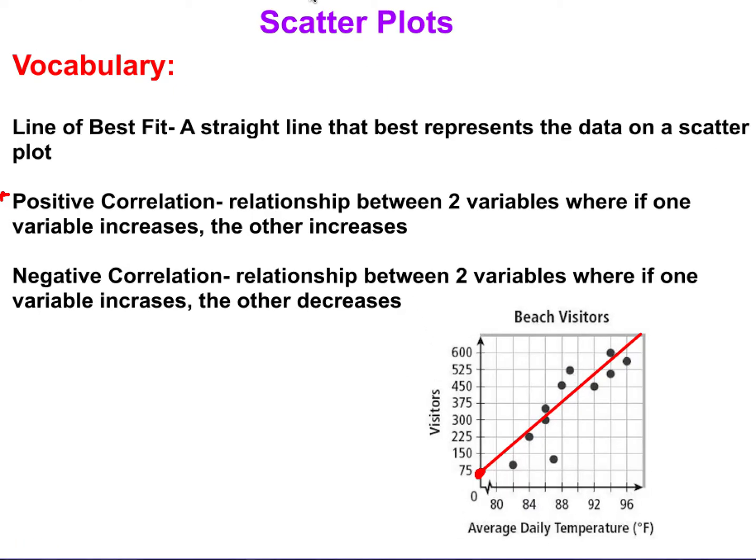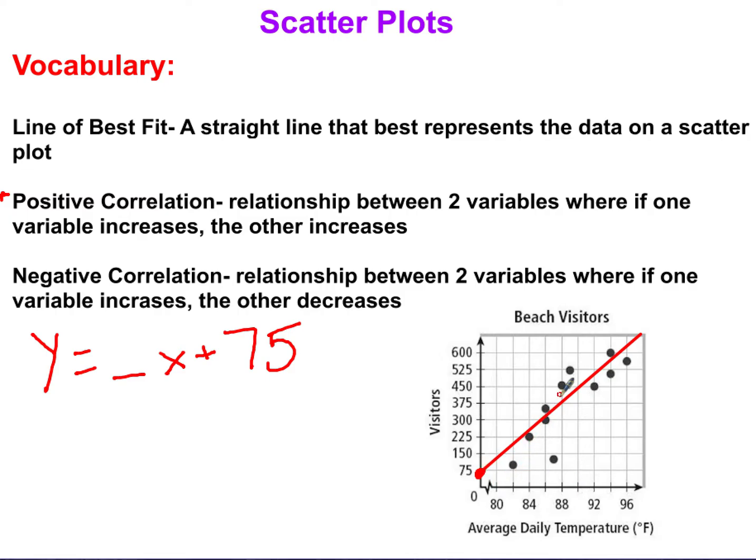Now I would be able to write an equation of this particular line. Okay, so my y is visitors, and that is going to be equal to whatever my slope is times the amount of average daily temperature plus my y-intercept, which is 75. And now I would just want to calculate my slope here.